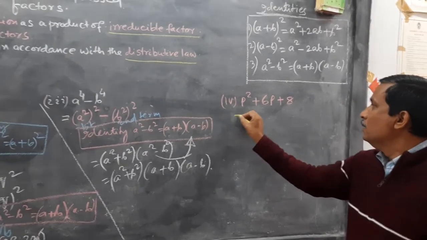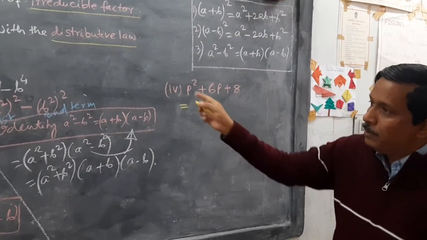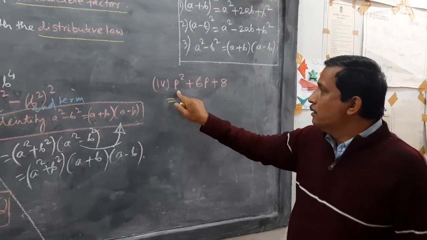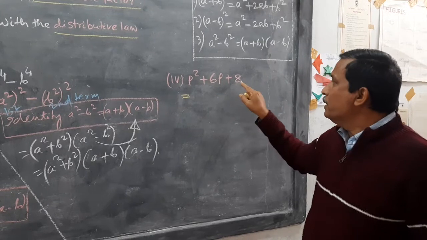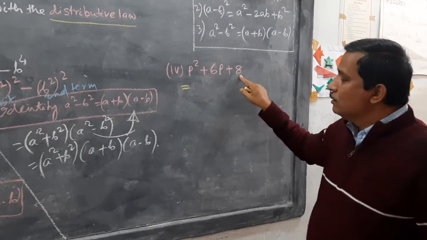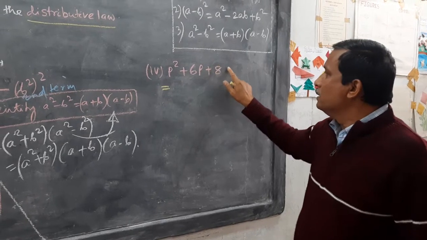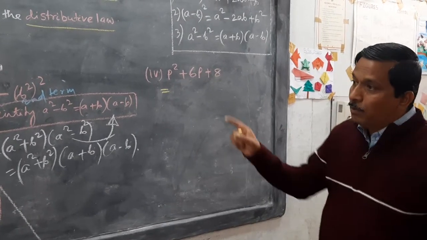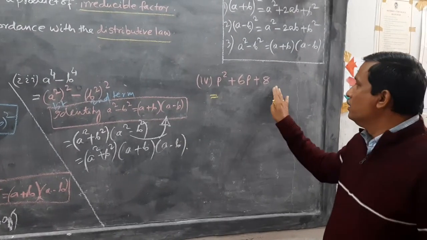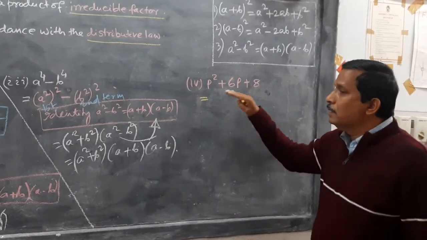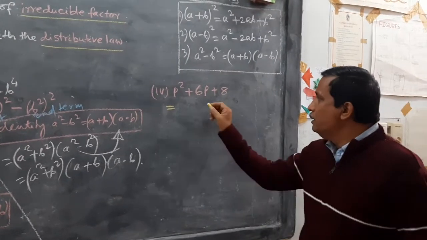Similarly here, p square plus 6p plus 8. You see here, as I told earlier, first you take the square of the first term, p whole square, but the last term also should be a whole square. If you take the last term, 8, it is not the square of anything. So our process fails here, and you have to use another process. What is the other process? You break the middle term.